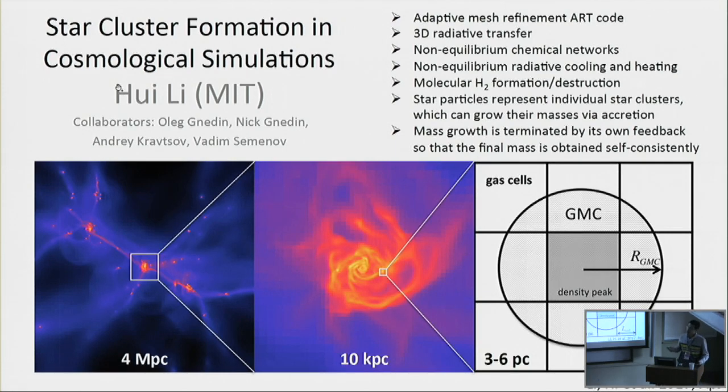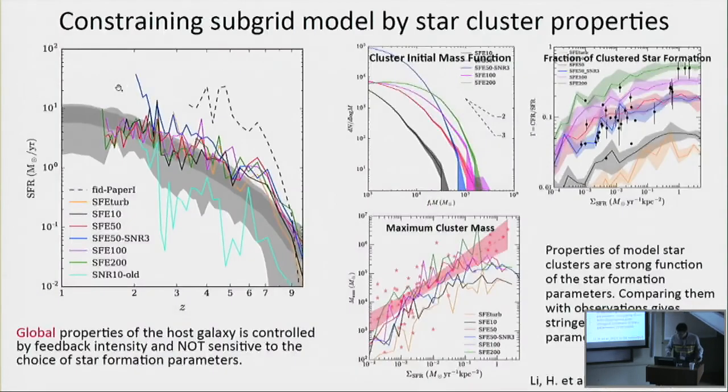We test this algorithm in cosmological simulations of a Milky Way-sized galaxy, and we use adaptive mesh refinement to overcome the huge dynamic range from the megaparsec simulation box all the way to 3 to 6 parsec resolution. What we are trying to do at first is constrain the subgrid models in the cosmological simulations by the properties of star clusters, because one of the main uncertainties in cosmological simulations is constraining these model parameters. And most of that is done by comparing the global properties of the galaxies with observation.